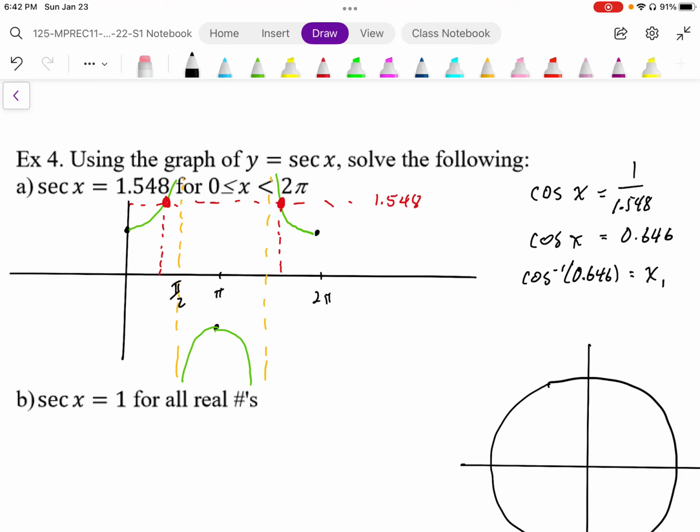Okay, so our theta 1 equals 0.87, and that represents this coordinate right here, 0.87. And then if we want theta 2, the symmetry is exactly the same as for cosine, so we just use the same formula. We just subtract from 2 pi.